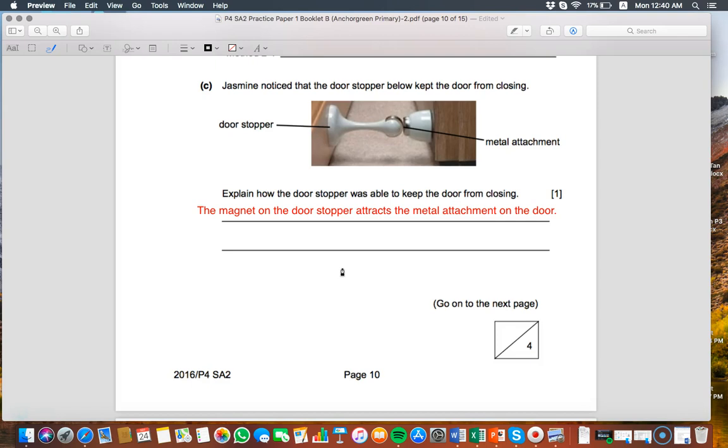So you do not have to say that the metal attachment is a magnet. It can be a magnetic material, because in this case you only want attraction. Okay, so metals are not all magnetic. Magnetic material and magnets, they are able to attract each other. Okay, that will keep the door from closing.